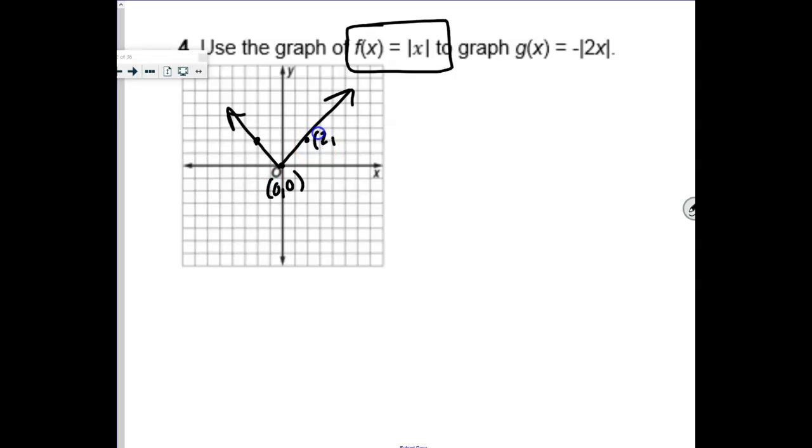Talk to me about these transformations, and then we'll decide if we have to do them in a particular order. Negative out in front of your function like this. Anyone remember what that's called?